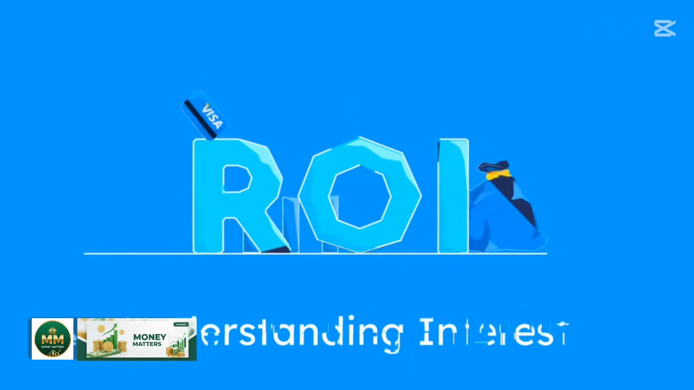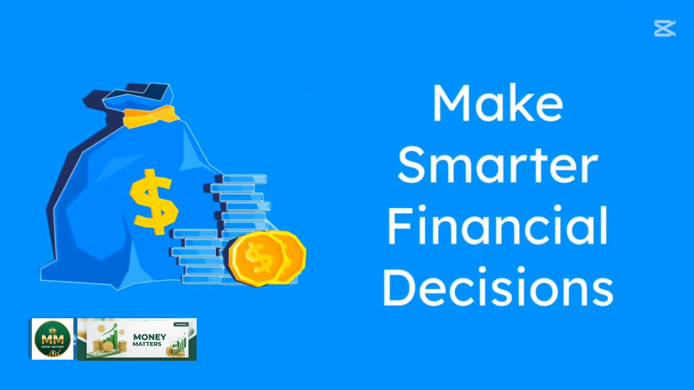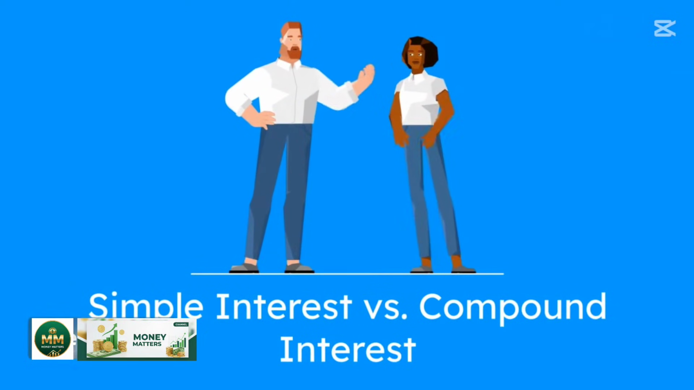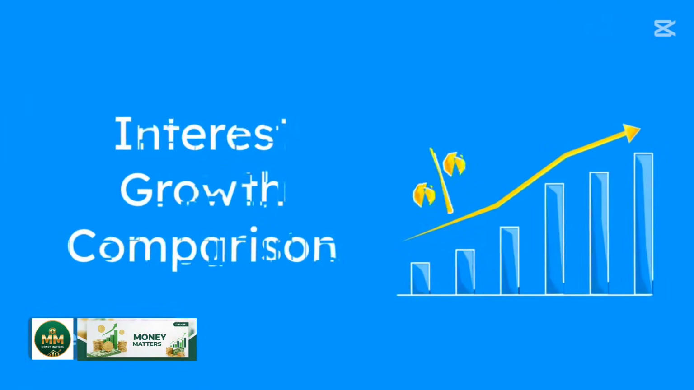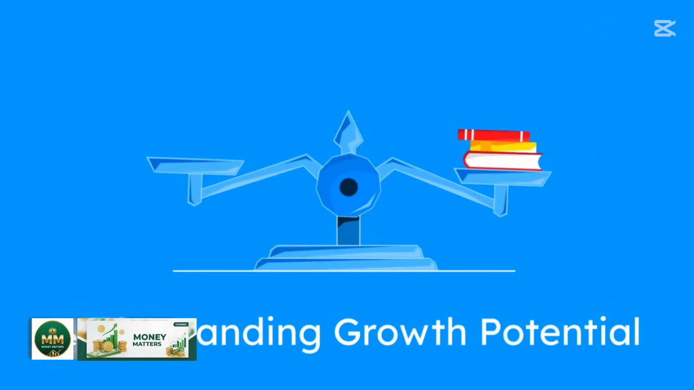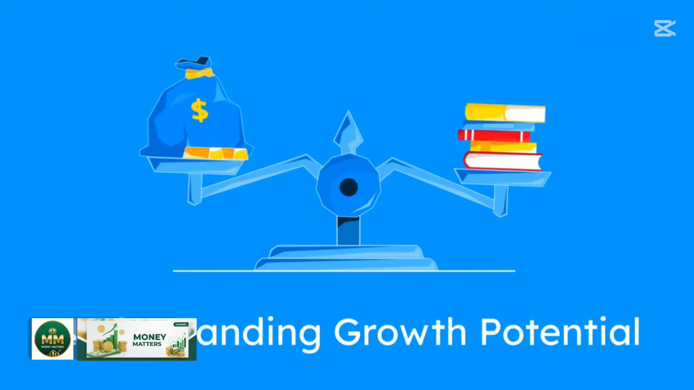There are two main types of interest: simple interest and compound interest. Both affect money differently, and understanding them can help you make smarter financial decisions. Simple interest grows steadily over time, while compound interest grows faster and more dramatically. Understanding the difference can lead to smarter investment decisions, maximizing your financial growth.